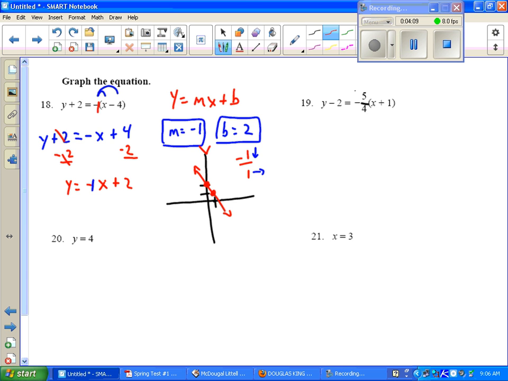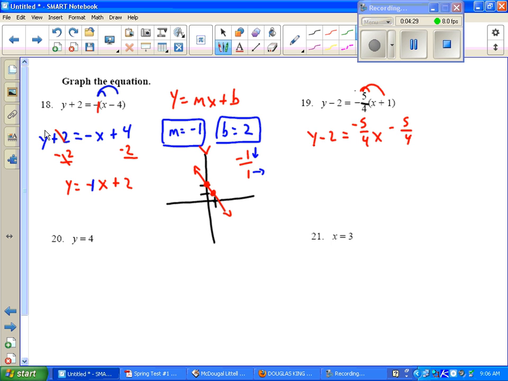For number 19, distribute negative 5 over 4 to both x and 1. So negative 5 over 4 times x will be negative 5 over 4x. And negative 5 over 4 times 1 will be minus 5 over 4. So you have y minus 2 equals negative 5 over 4, x minus 5 over 4.